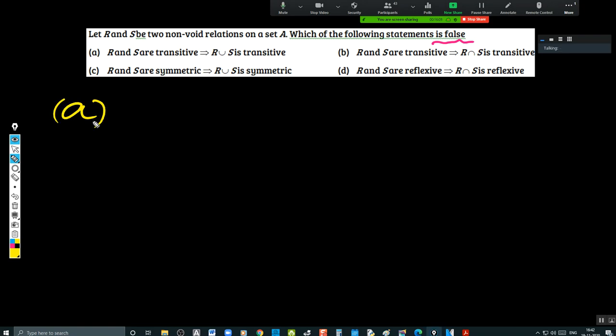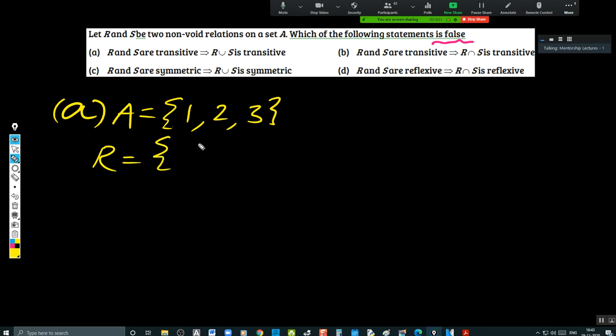Let us check. R and S are transitive. R union S is transitive. Let us check it out. Let us take a set A, which is {1, 2, 3}. And it is common sense, you will understand after me doing this problem. Let me take R on A, that is a relation I am taking on A such that it is transitive, because I need a transitive relation from the options here.